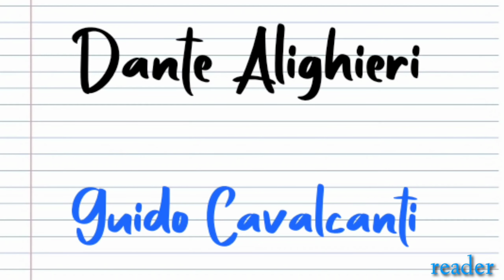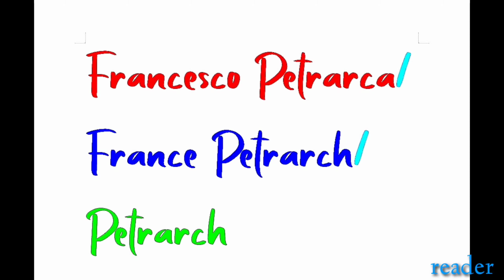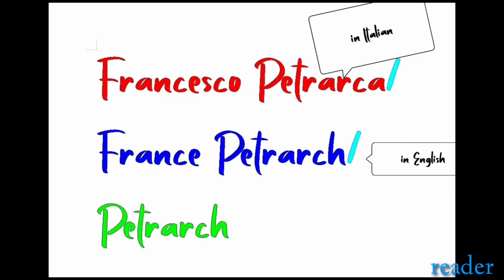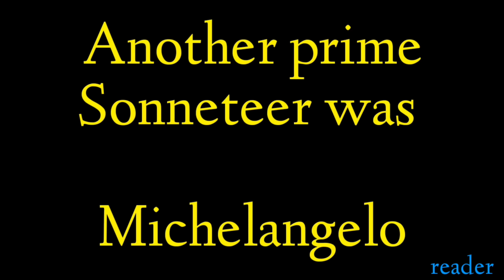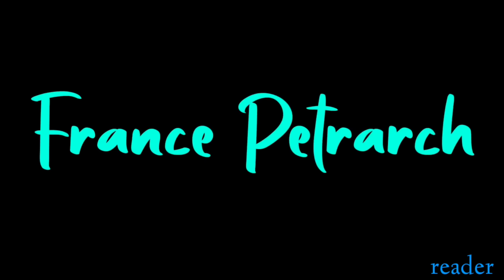Dante Alighieri and Guido Cavalcanti were other prime sonneteers at that time. But the most famous is Francesco Petrarch, or simply called Franz Petrarch or Petrarch. And then another one is Michelangelo. The most famous were Francis Petrarch and Michelangelo.